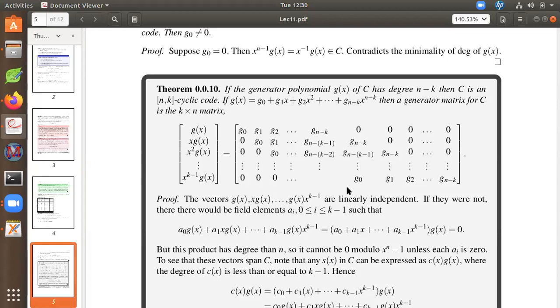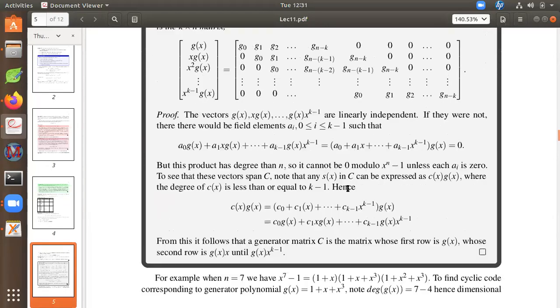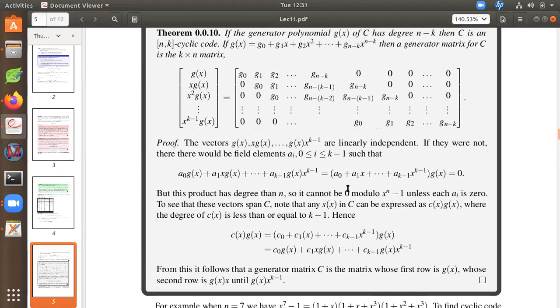How can a polynomial of degree n minus 1 or less be divisible by x^n minus 1 unless it is the zero polynomial? That is a simple proof. So it has to be the zero polynomial. Otherwise, how would a polynomial of degree n minus 1 or less be divisible by x^n minus 1? That is a simple thing. What extra thing do we need to do? That much is okay.